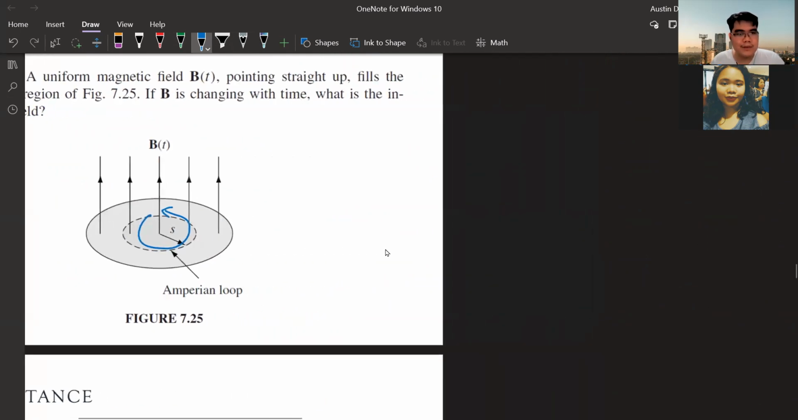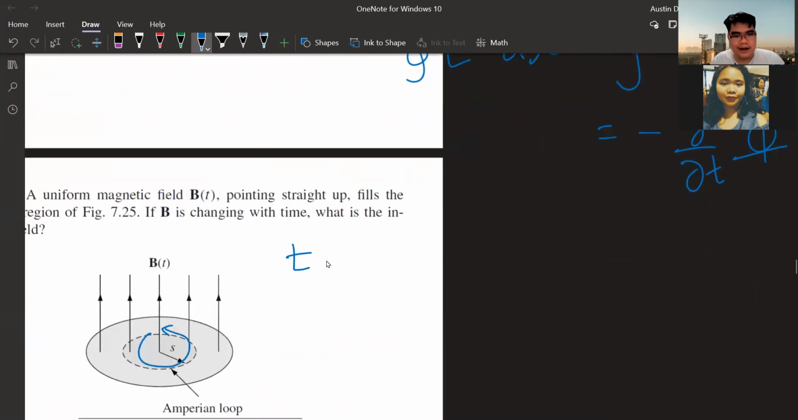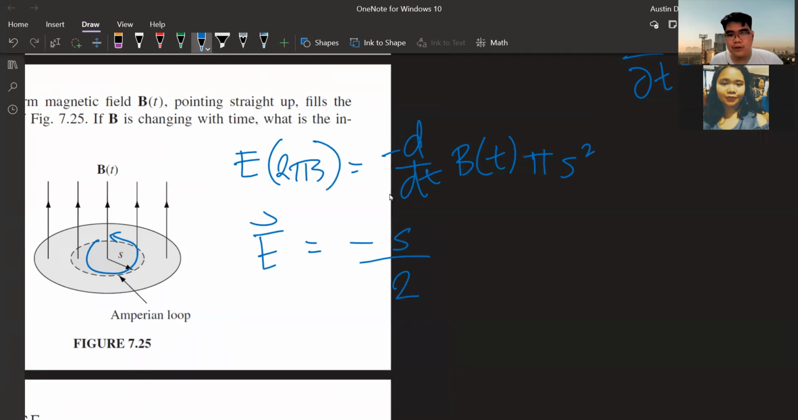Okay? So gamitin natin, since may symmetry tayo, gamitin natin to para mas madali. E.dl. Again, yung left-hand side is always a variable, 2 pi s, which is yung Amperian loop mo. Okay? 2 pi s is just the circumference. And then the right-hand side would be d/dt ng flux. Okay. So, yung flux mo, d/dt times pi s squared. Tama? And yung s, hindi siya tatablan ng t. Derivative with respect to this. Therefore, you have the E as negative s over, cancel yung pi, 2 dB/dt.